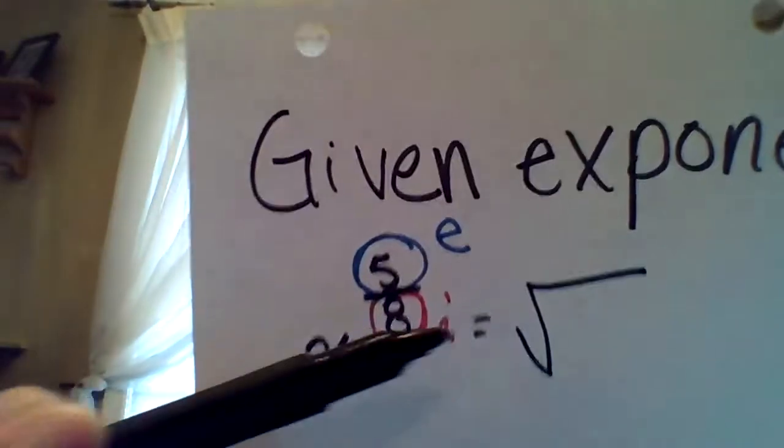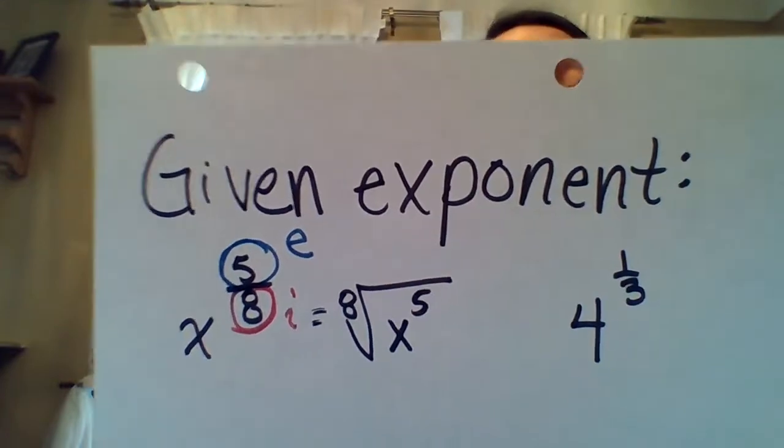So I have to write a radical symbol. Remember, once I write the radical symbol, inside the radical symbol goes my index, and so I'm going to write a tiny 8 inside that radical symbol right there. The base stays the same. The base is still x, and my exponent is 5. So the 8th root of x to the 5th would be the answer for that first one.